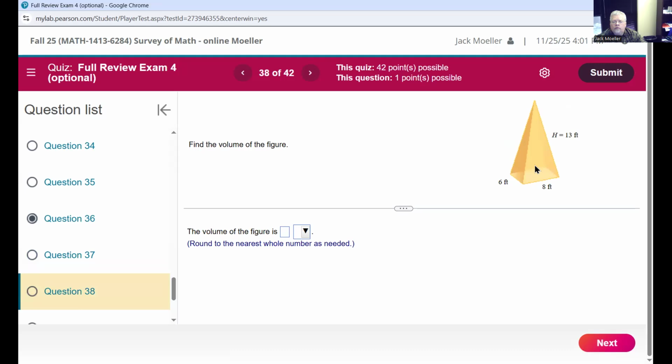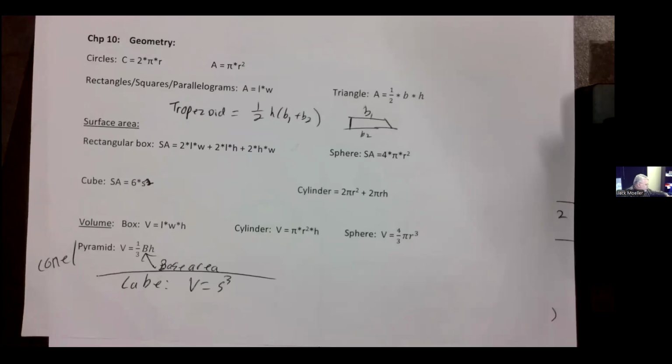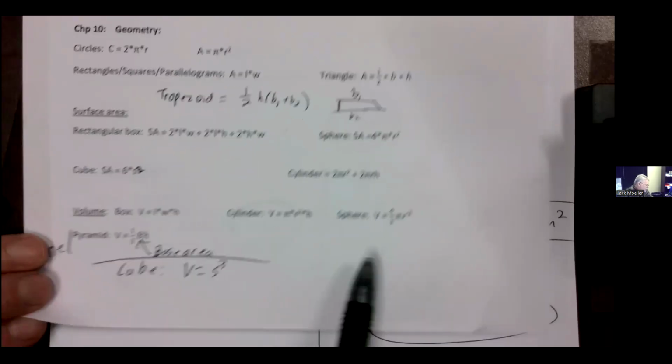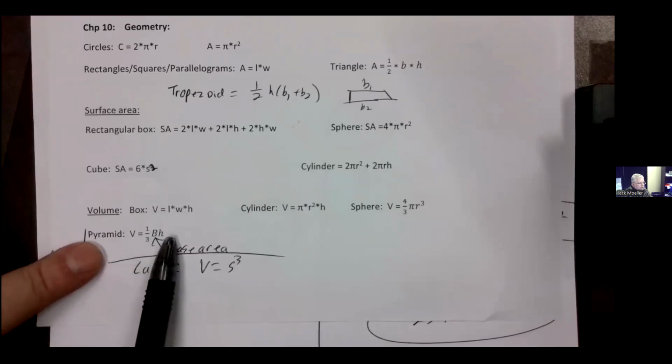All right, so find the volume of the figure, which means one, you have to be able to identify the figure as being a pyramid. So what is the formula for the volume of a pyramid? Yeah, that's why I give you a formula sheet. And again, if you don't have it printed out, then you'll need to reproduce it. So pyramid, 1/3 capital B times H.